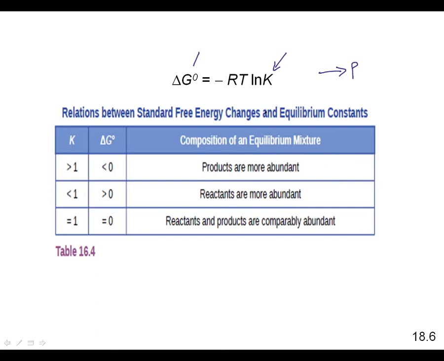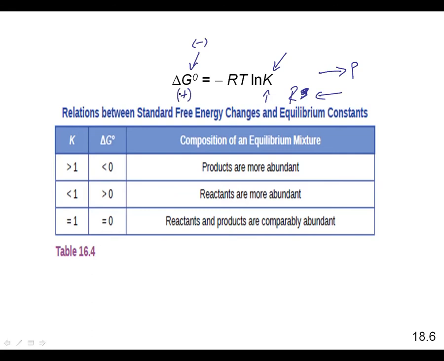negative delta G. And vice versa, if we have a small value of K, just like normal, that means we should have reactants left over, and that should get us a positive value for delta G.